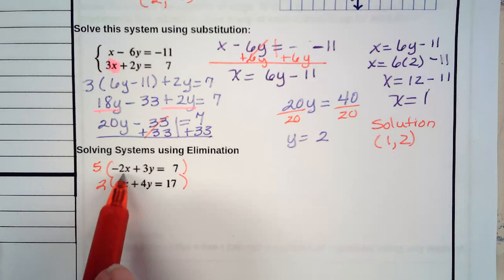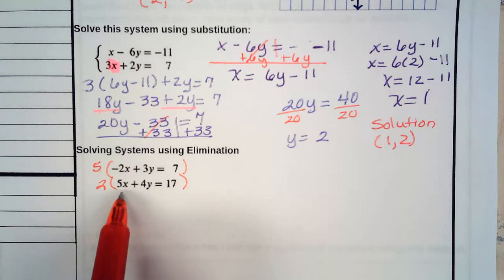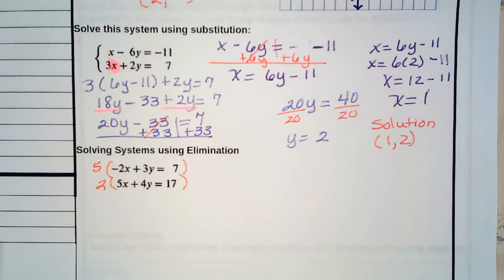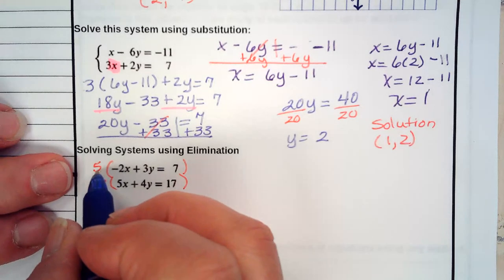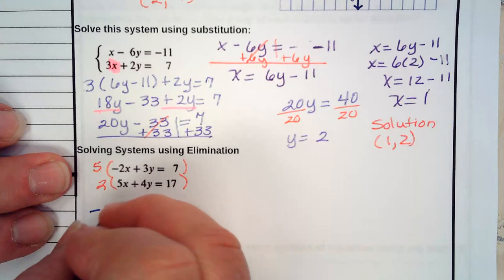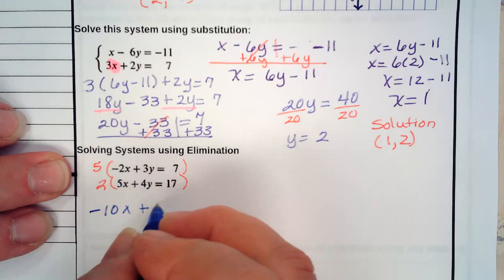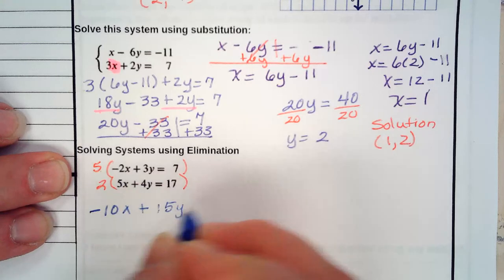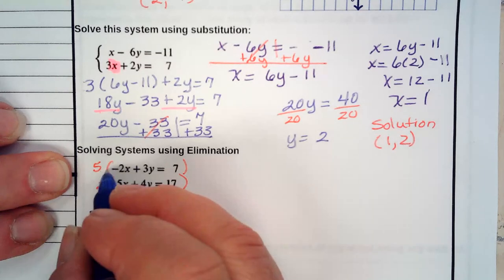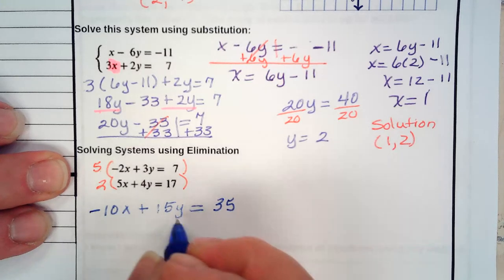5 times negative 2x is negative 10x. 2 times 5x is positive 10x. Those are my opposites. So as I get started, 5 times negative 2x is negative 10x, plus 5 times 3y is 15y, equals 5 times 7 is 35.